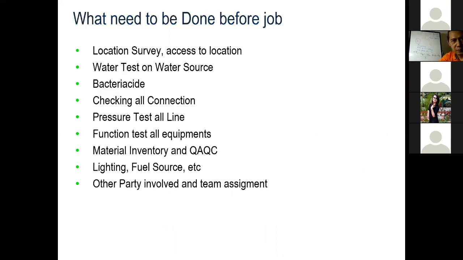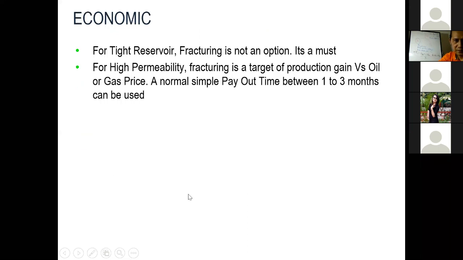So what needs to be done? Make sure that everything is good. Go to the location, check the water for making a viscous gel. Put in the bactericide to make sure that the water is clean. Check all connections. Pressure test all the lines one by one. Remember, your line may easily be filled up with 5,000, 7,000, or 10,000 pounds when you are pumping, right? So material inventory, lighting, fuel, and other parties.